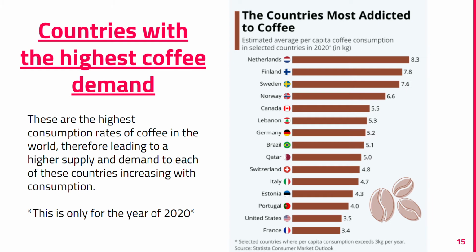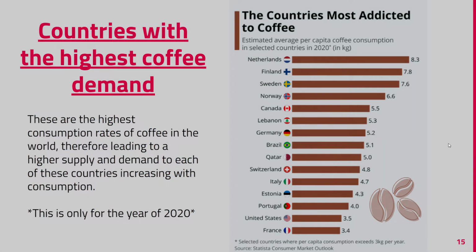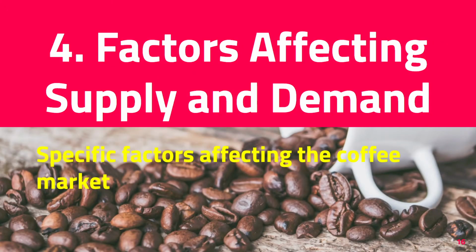But for all time, Finland is actually the number one coffee consuming country in the world. So Finland would be the country with the highest coffee consumption and coffee demand in the world. Now let's look at some of the factors that affect supply and demand in the coffee market.